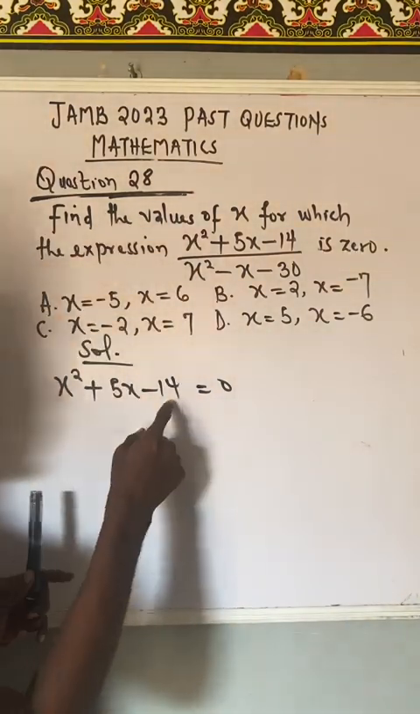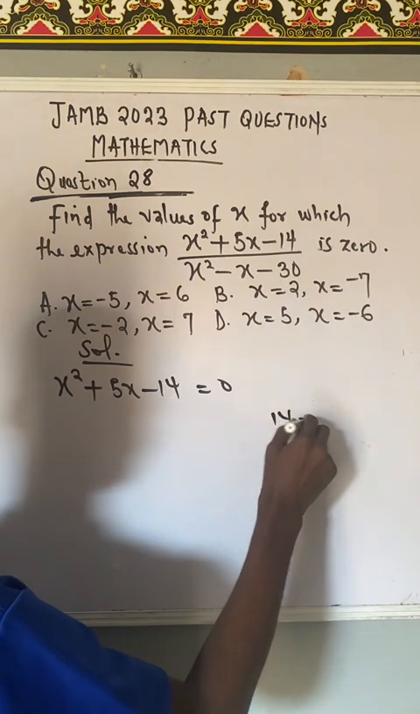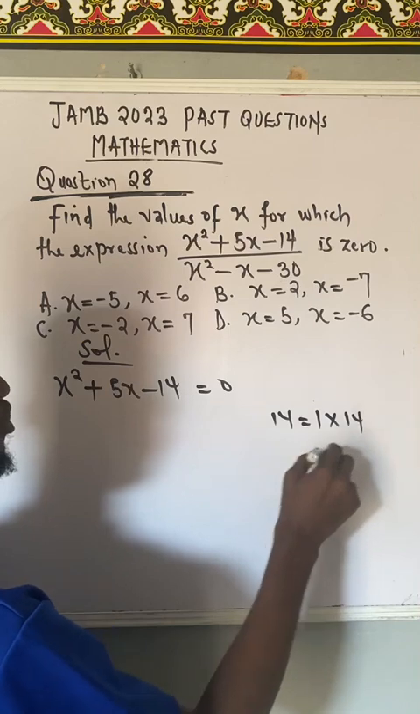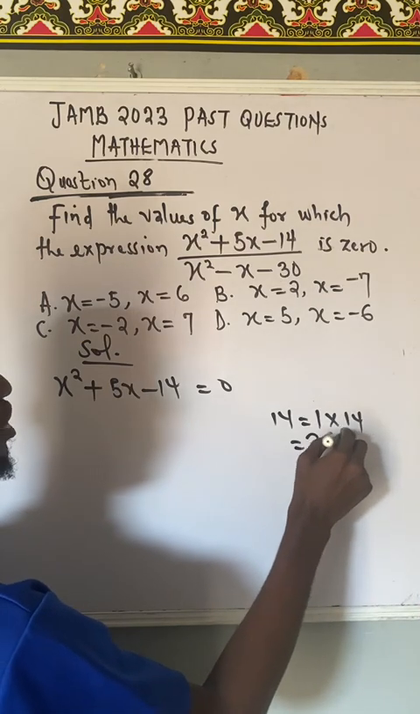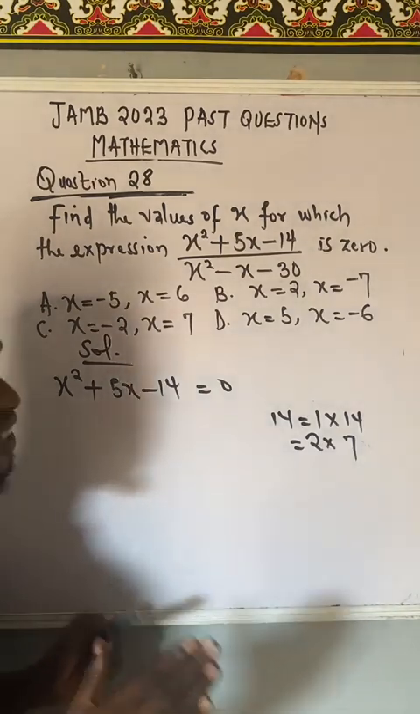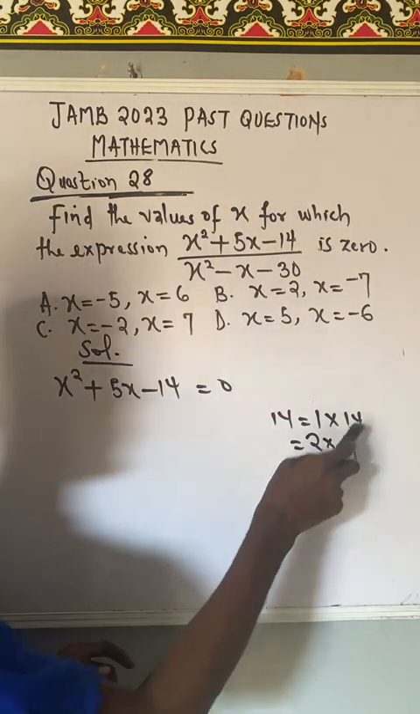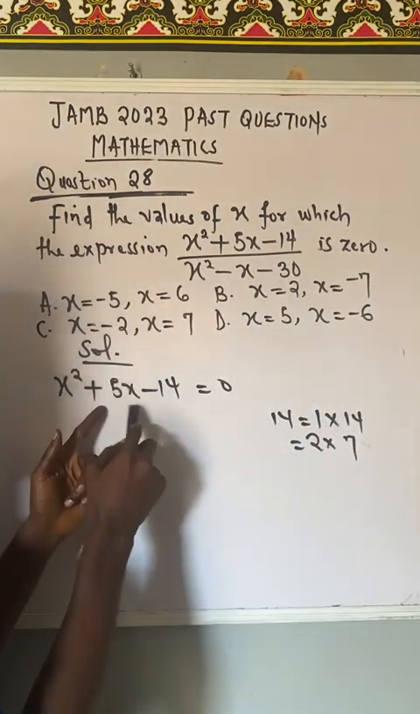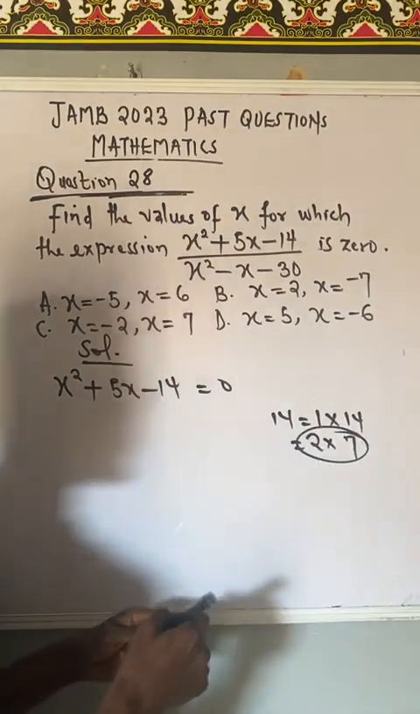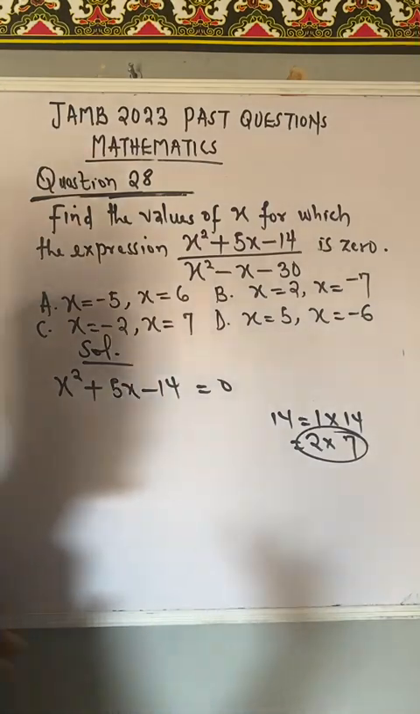Good. Just look at the last digit, which is 14. Break 14 down to factor pairs. 1 times 14 will give me 14. 2 times 7 will give me 14. No more numbers. We can't have any other number. So out of these two pairs, from which one can we achieve 5? This can produce 5. These two together can produce 5. 1 and 14 cannot produce 5.